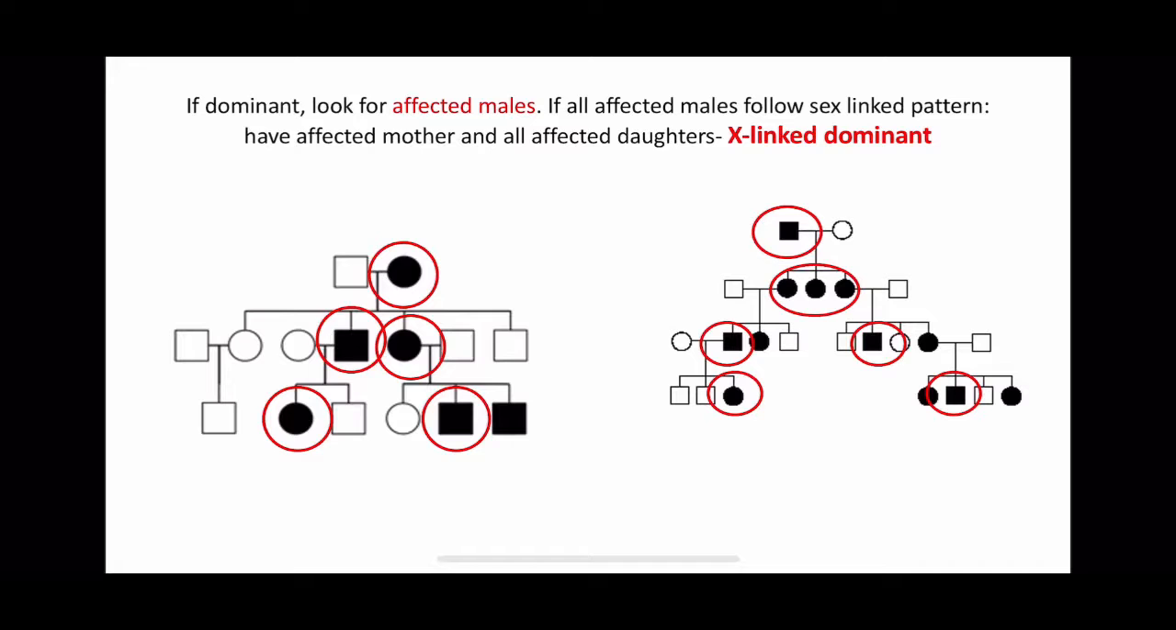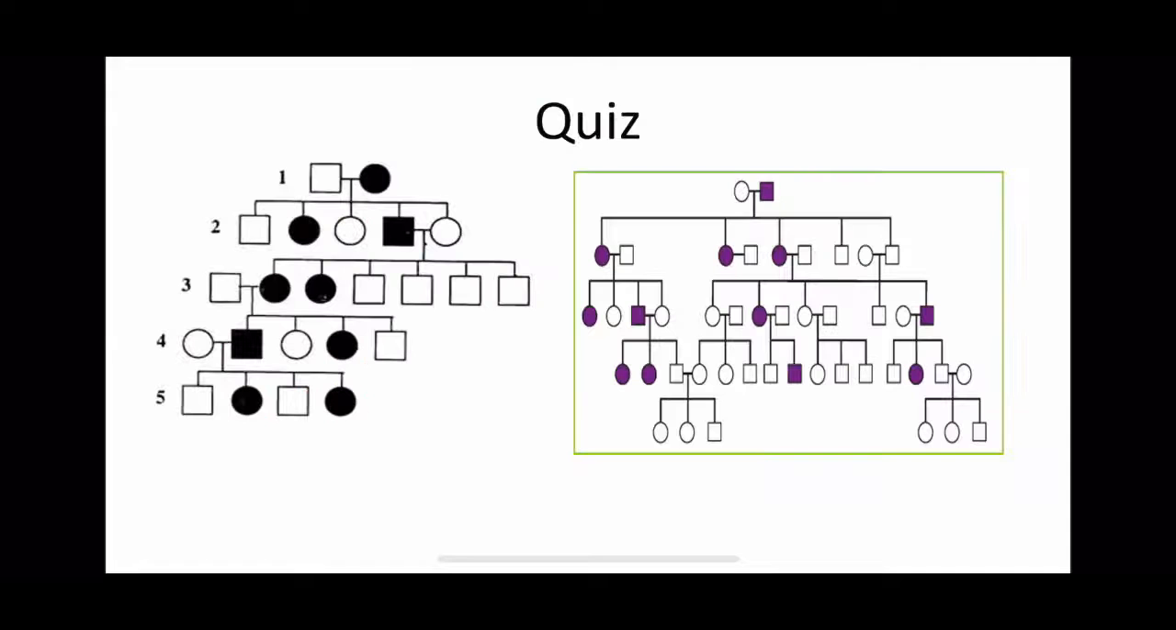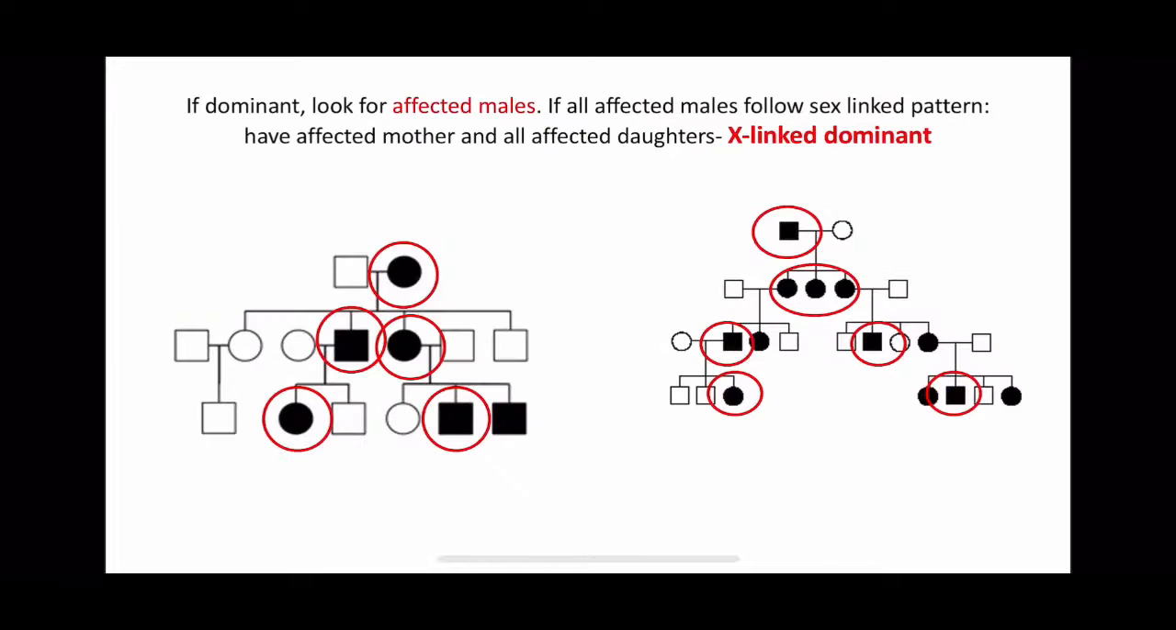Another affected male here, so that male also you can trace back that the mother was affected. Obviously is not married and doesn't have daughters. So this is again simple. Find the affected males and then find if the mother and all the daughters are affected or not.